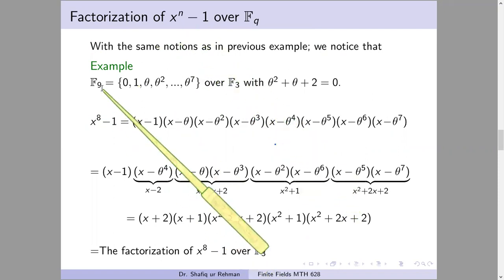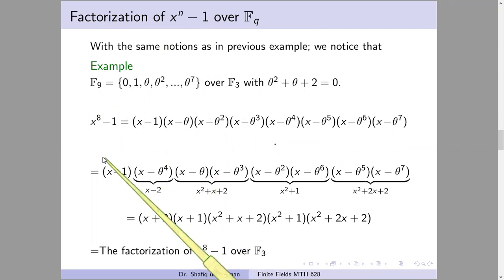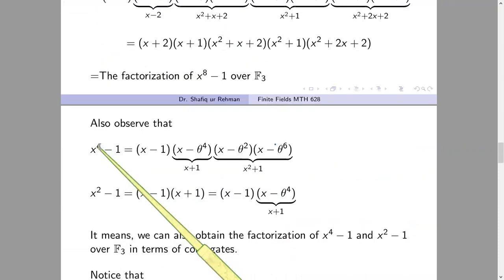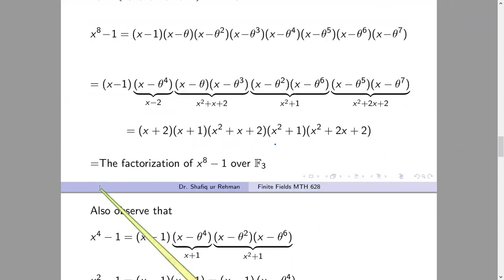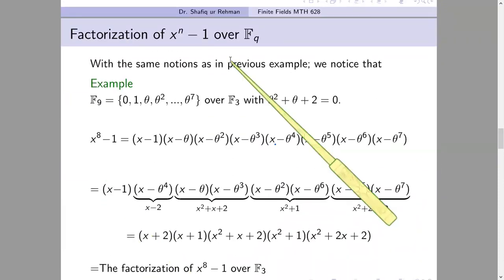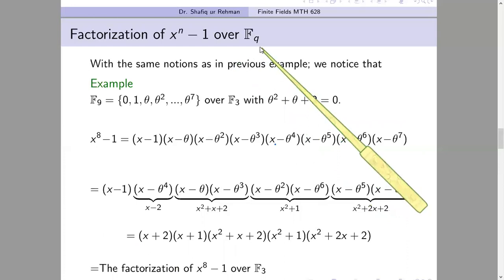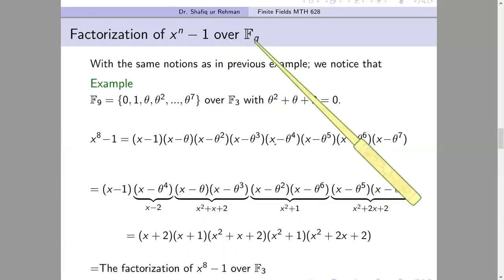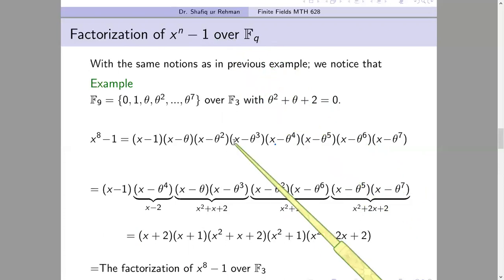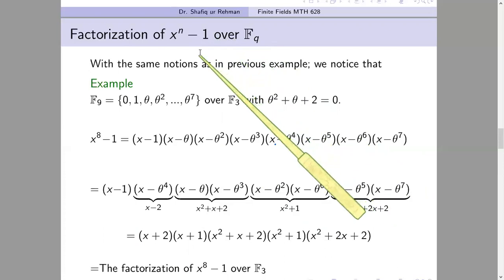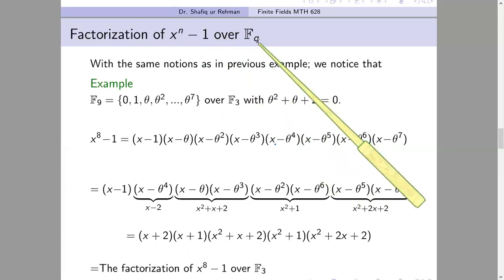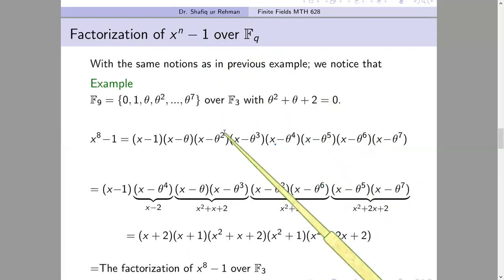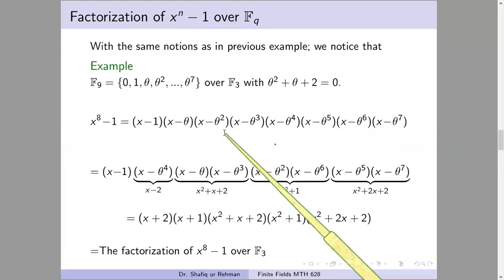8 is a divisor of 9 minus 1. Similarly, 4 is also a divisor of 9 minus 1, and 2 is also a divisor of 9 minus 1. So this condition is necessary. I feel that, for instance, in order to factorize this over this, maybe we require such a type of condition, that 4 divides q minus 1. Maybe we will investigate it in the coming slides.